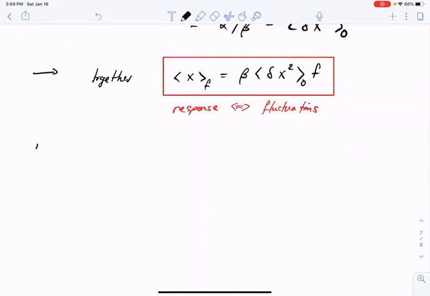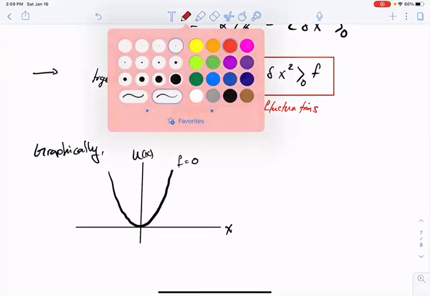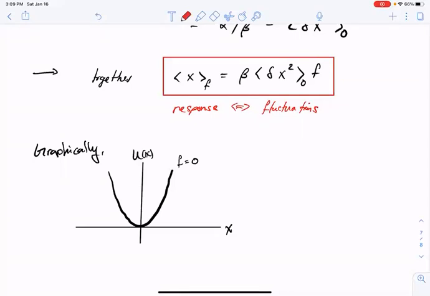A simple graphical way to understand what we've just learned is to plot our harmonic oscillator. There's the example where F is equal to 0. I have some curvature 1 over alpha. If I added a constant force, I will shift the mean of that harmonic oscillator, but its curvature is left unchanged.